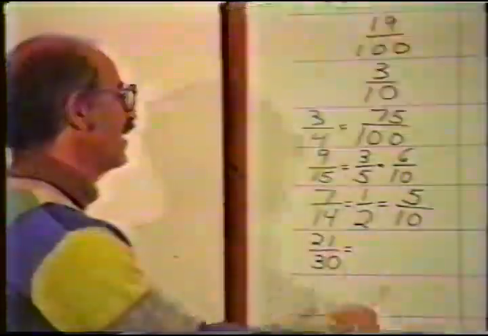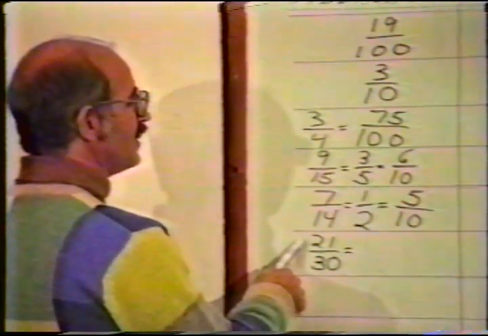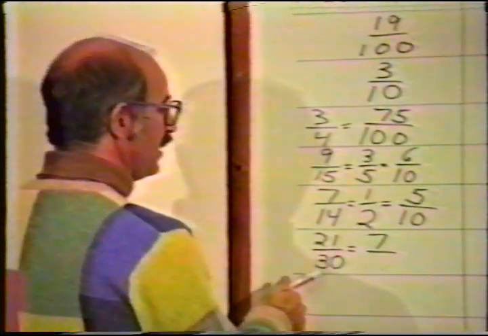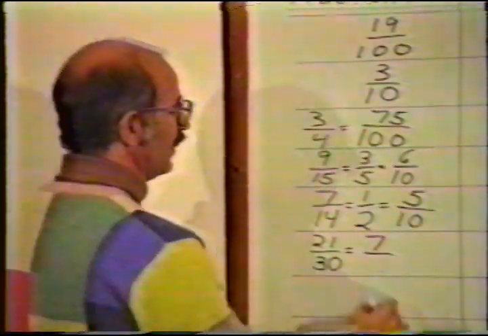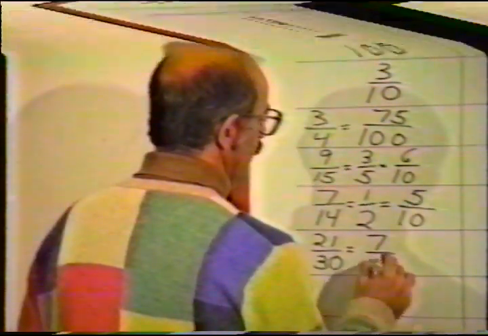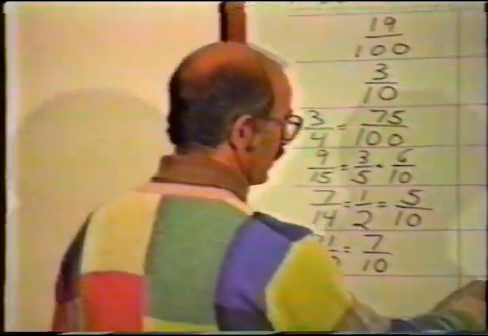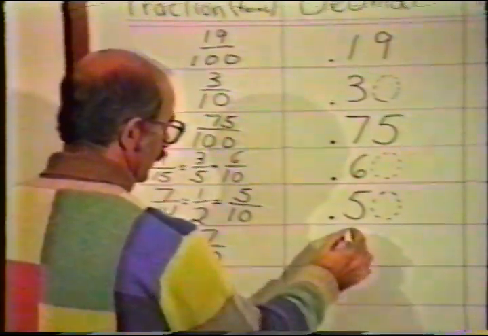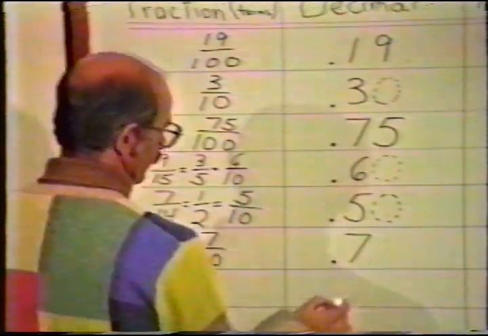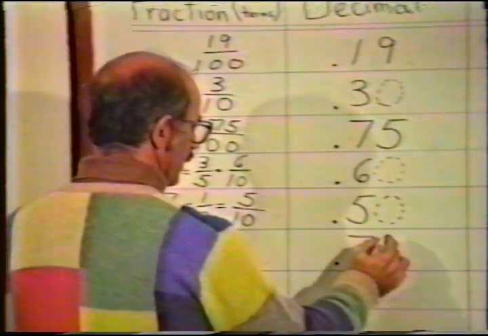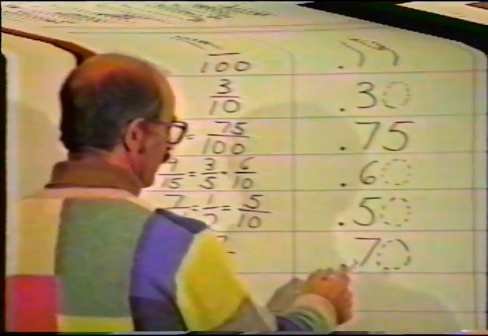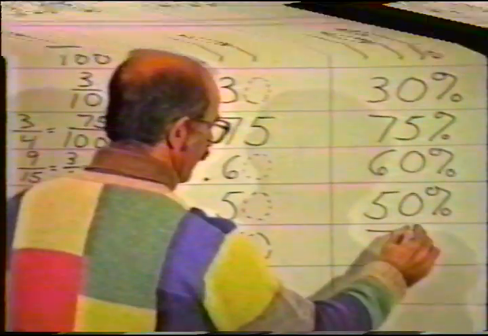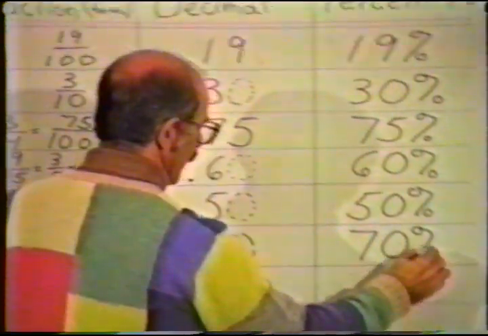3. 3 into 21 is? 7. There's your 7. And 3 into 30 is? 10. Just what we wanted. 7/10. And here I should write 0.7. And I have to add a 0, so I can move the decimal point 2 places to the right and get what for my answer? 70%.